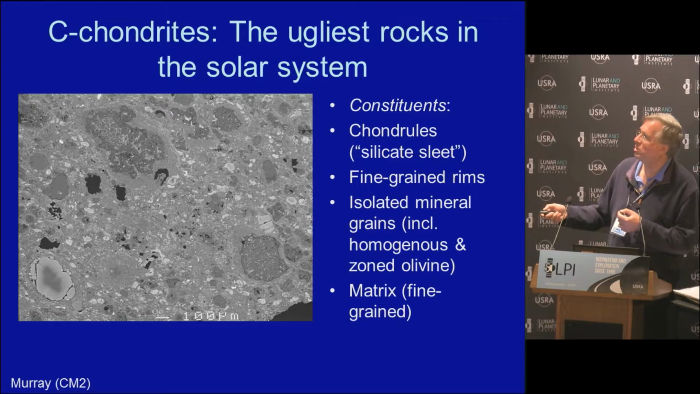The main textural constituents in carbonaceous chondrites are chondrules, little round silicate spherules, frozen once-molten silicate droplets; fine-grained rims around the chondrules; isolated grains of coarse-grained minerals like olivine and pyroxene that aren't parts of chondrules; and everything in between is matrix.